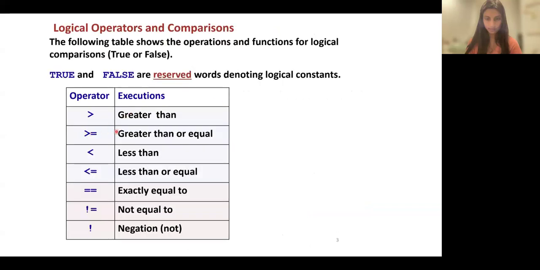So here's a table of how to use logical operators. Greater than, greater than or equal to, less than, less than or equal to, and exactly equal to. If you want to say, is x equal to 1, so if you want to ask the computer this question, you write x == 1. And an exclamation mark followed by an equal sign means not equal to. And just an exclamation mark means negation. So if x is not 1, it means negation of x equal to 1, something like that.